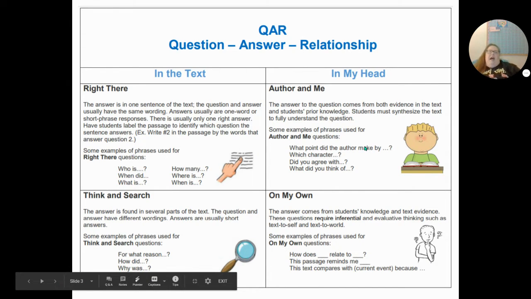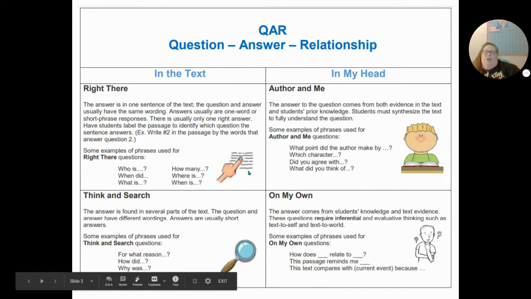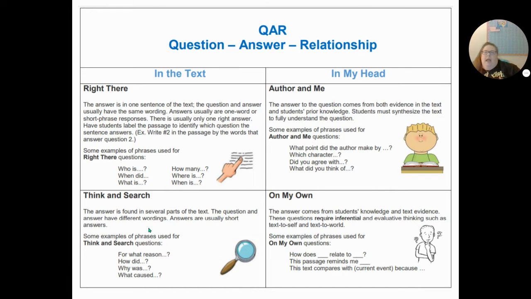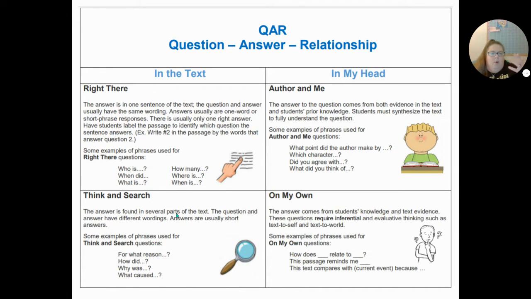Okay, so there are different types of questions, and this looks at the question-answer relationship. Today, we're going to focus on the in the text questions. We're going to look at the right there questions and the think and search. Okay, so the right there questions are usually the who, what, where, when, why, and how. And they're usually right there in the sentence. Okay, it's usually one word or one phrase that is the answer. All right.